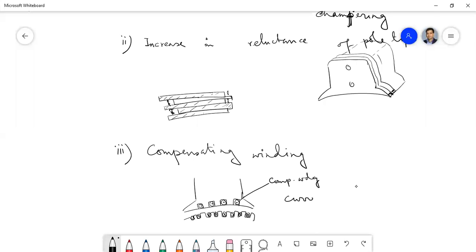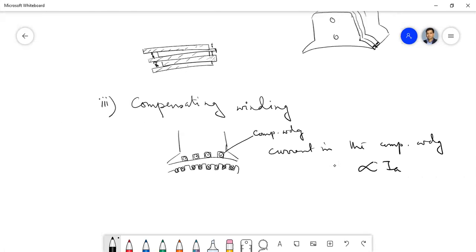So the current in the compensating winding will be proportional to the armature current. That means the compensating winding should be connected in series with the armature winding. Then only you can provide this armature current through it. Are you getting why this should be proportional? Can you tell me why this current which is flowing through the compensating winding should be proportional?